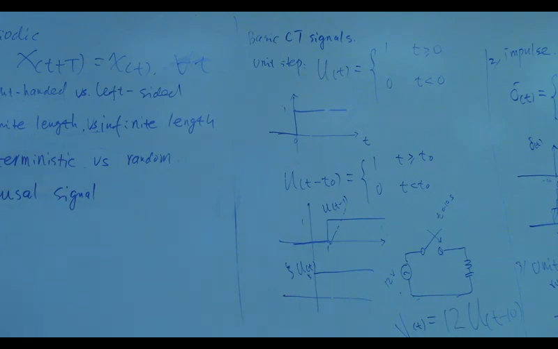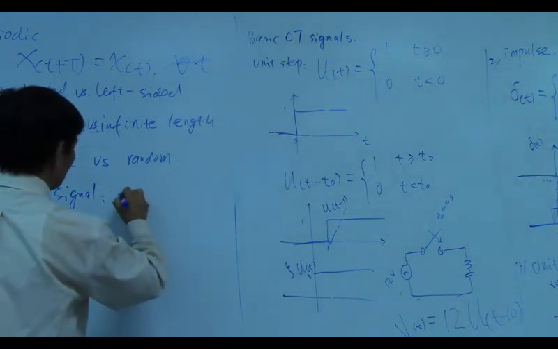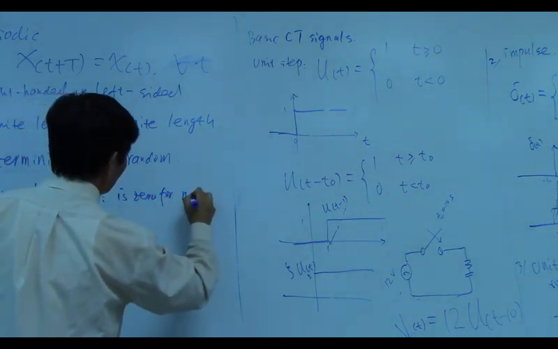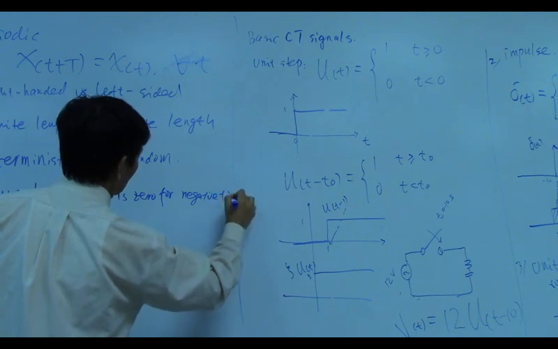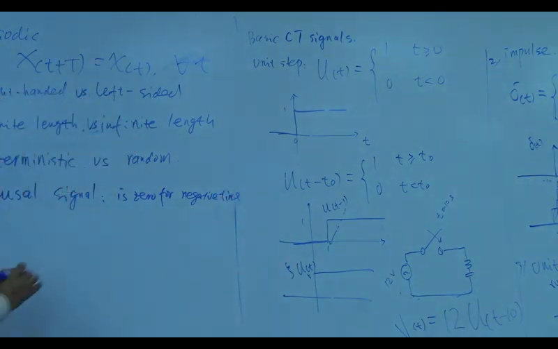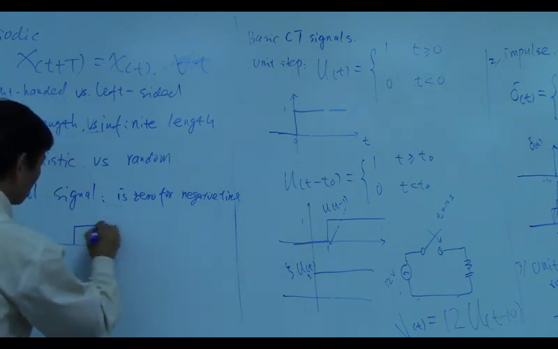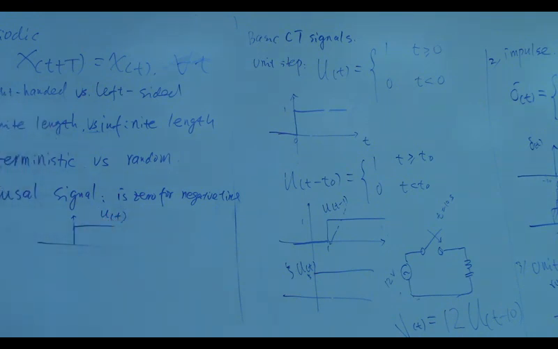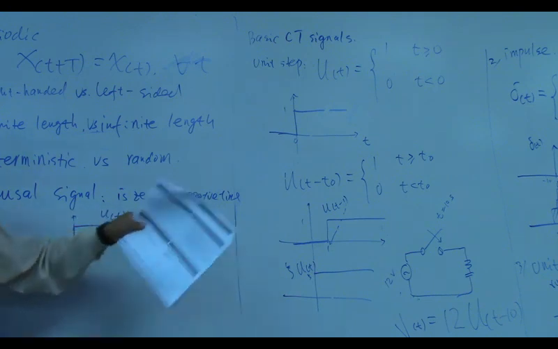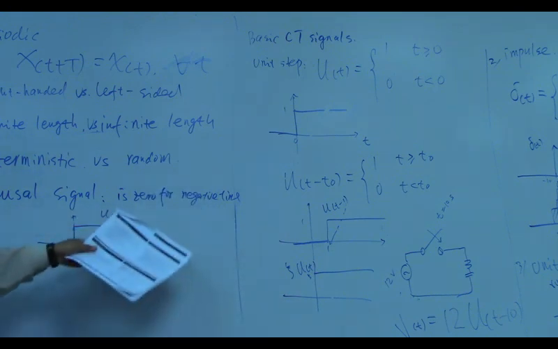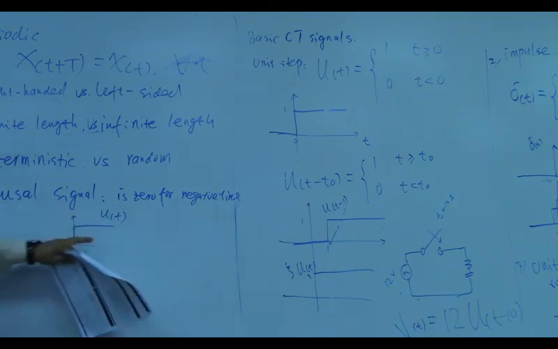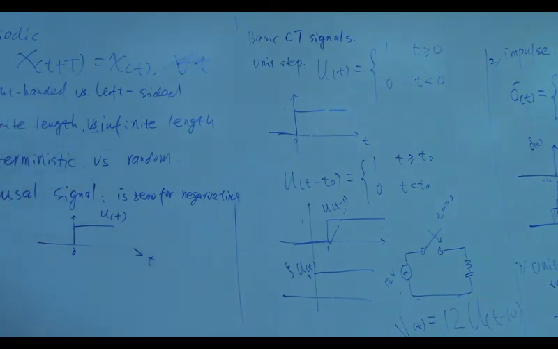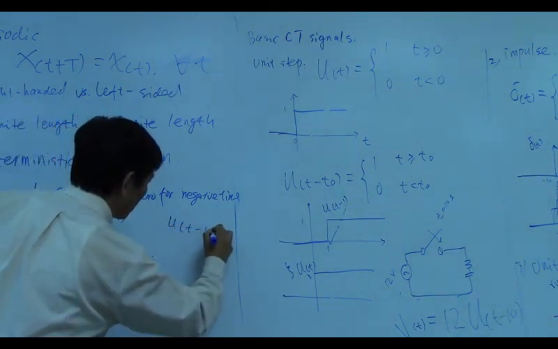Causal signal. A causal signal means the signal is 0 for negative time. Right? Is u(t) a causal signal? It is 0 for negative time. If the signal is 0 for negative time, then it is a causal signal. Is u(t) a causal signal? Yes. How about u(t - 5)?